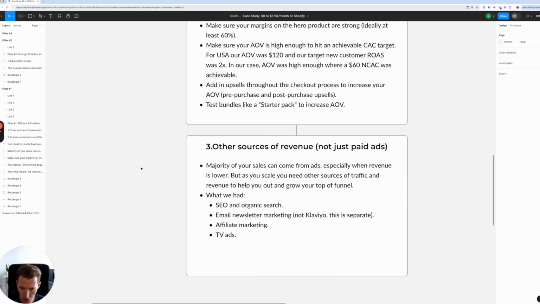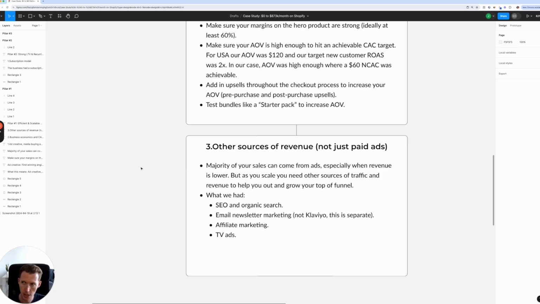Now, third thing, other sources of revenue, not just paid ads. The majority of your sales can come from ads. This was the case for us, and especially when revenue is lower, your sales from your ads are going to make up the majority. But as you scale, you need other sources of traffic and revenue to help you out and grow the top of funnel.